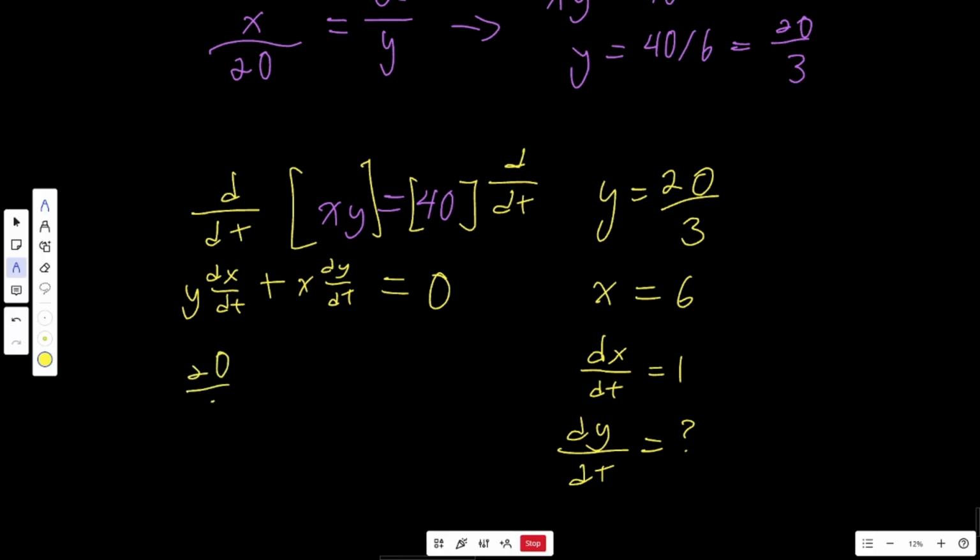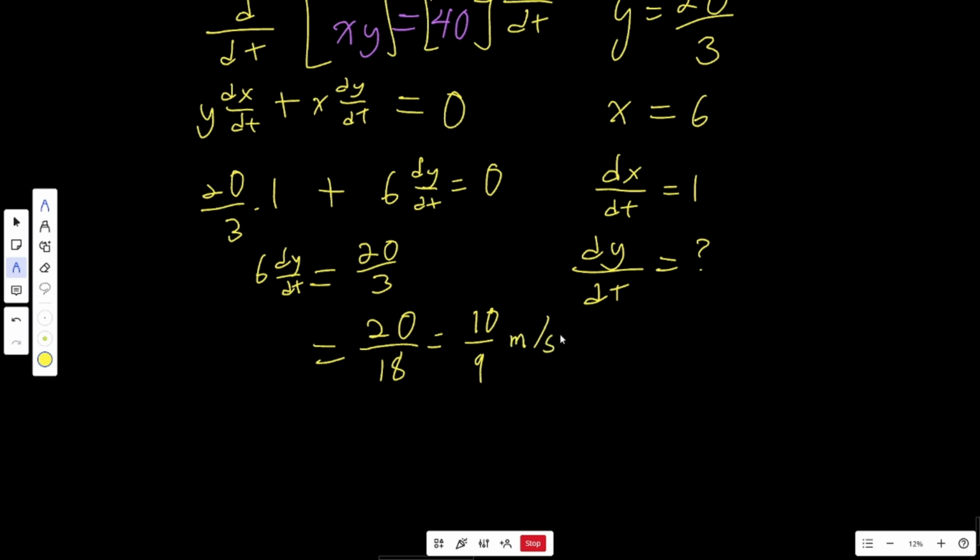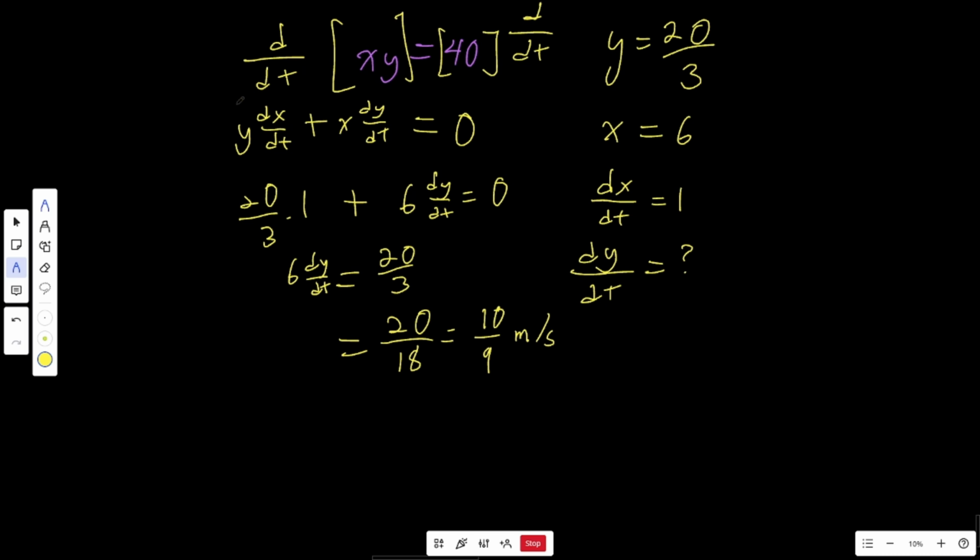So 20 over 3 times 1 plus 6 dy over dt. Now we're just gonna equate it to 0. Basically, we're gonna get 20 over 3 is equal to 6 dy over dt. And simplifying once more, we're going to get 20 over 18. This is from dividing both sides by 6. And this will also equal 10 over 9. And this is meters per second. So that is how... Oh, we also forgot that we need to change the sign. Negative here, negative here. There.